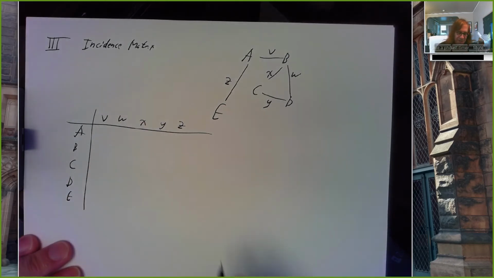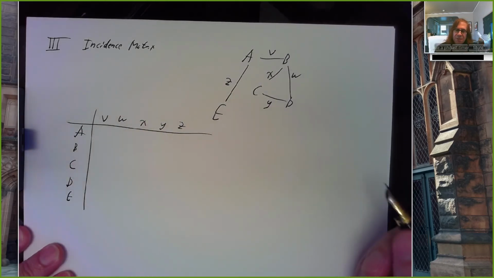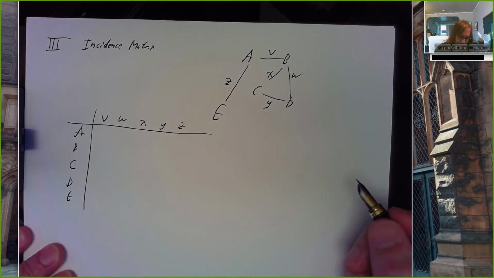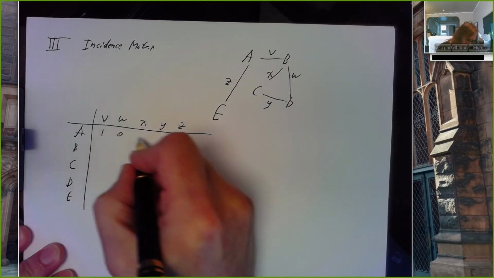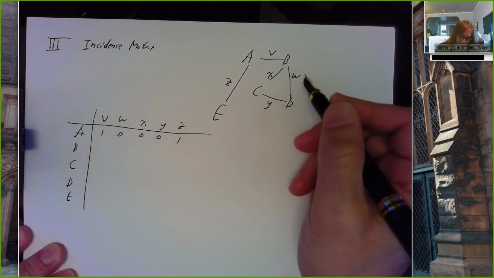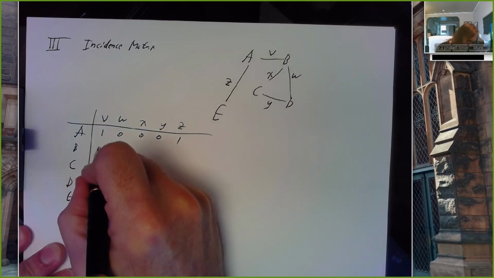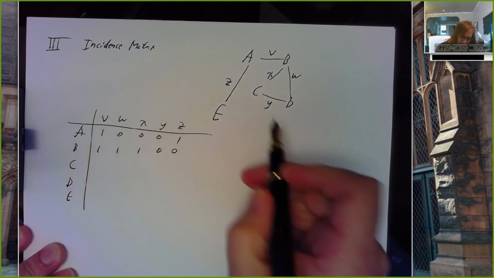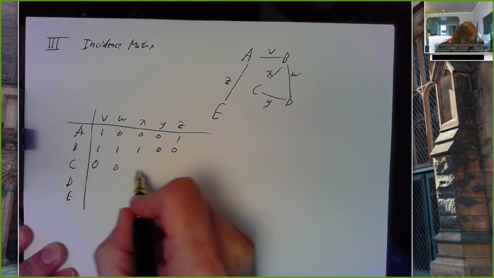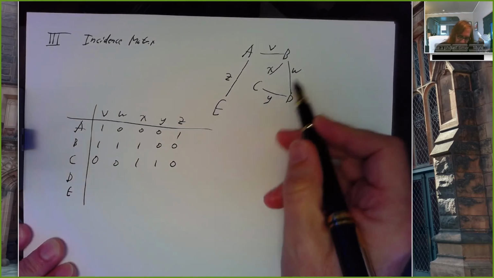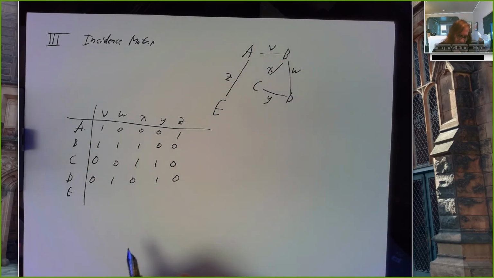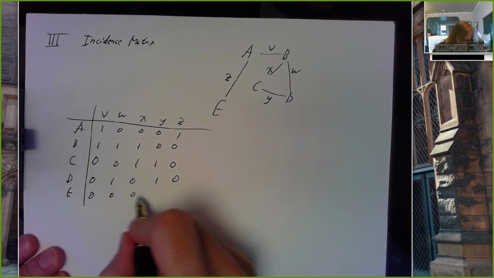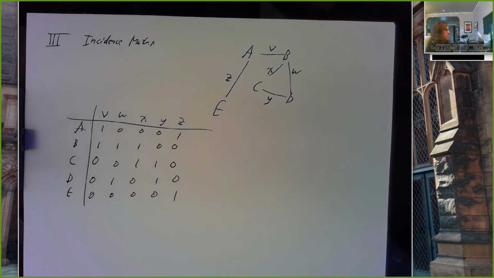And we basically indicate whether each edge is incident with the given vertex. So A is incident with V and Z. B is incident with X, W, and V. C is incident with X and Y. D is incident with W and Y. And E is only incident with Z. And so that captures the graph information also.